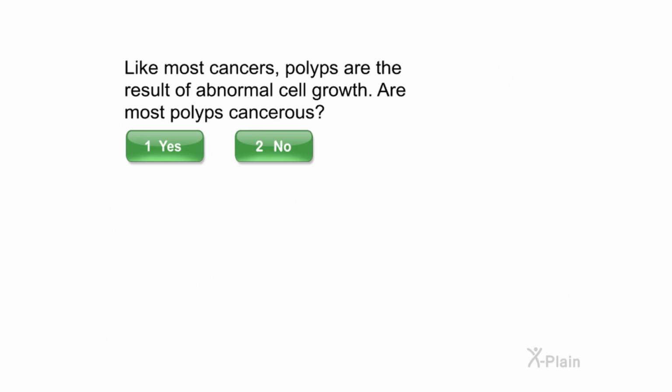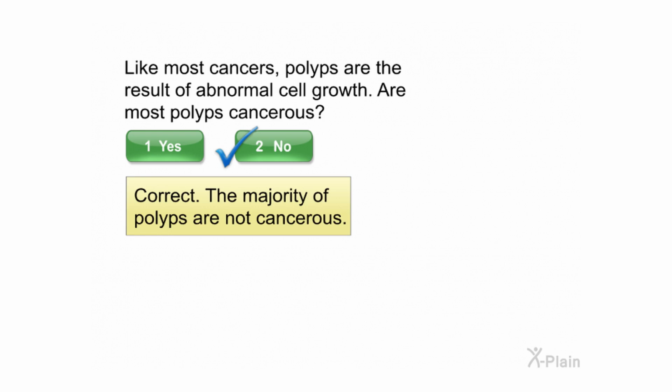Like most cancers, polyps are the result of abnormal cell growth. Are most polyps cancerous? Select yes or no. Correct. The majority of polyps are not cancerous.